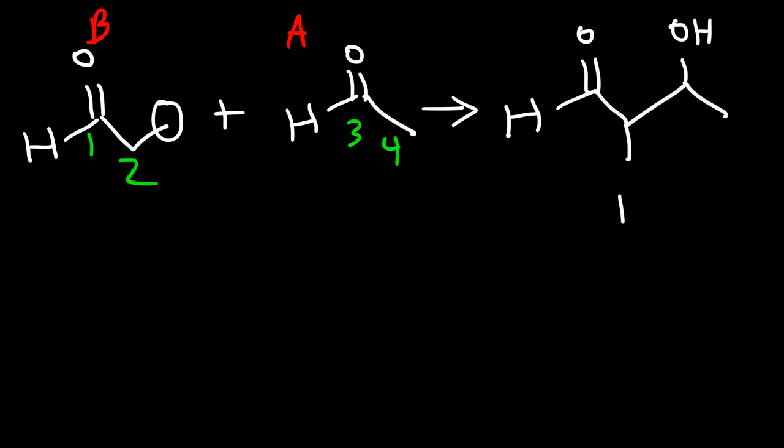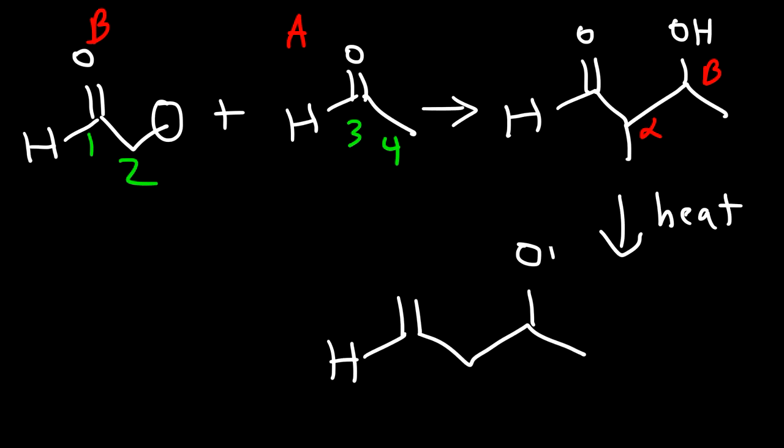And so now, once we heat it, we're going to remove water from the alpha and the beta carbon. So we're going to put a double bond between the alpha and the beta carbon. And so the OH group shouldn't be there anymore. This is going to be the final product. Now the other isomer, we can draw it like this.